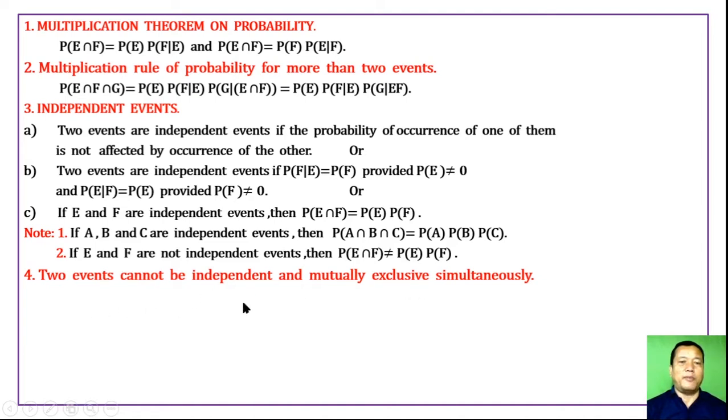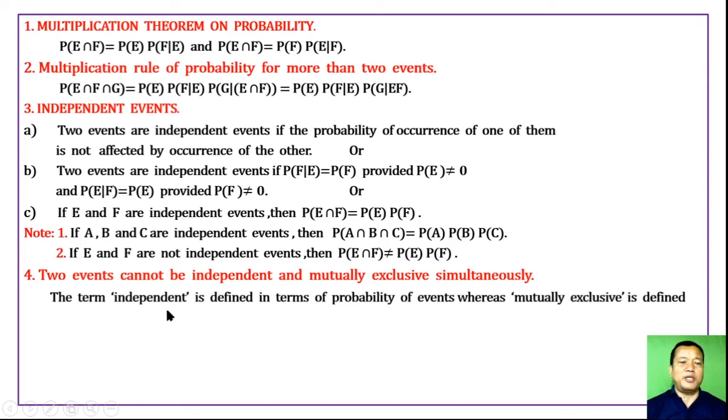The term independent is defined in terms of probability of events, whereas mutually exclusive is defined in terms of events.